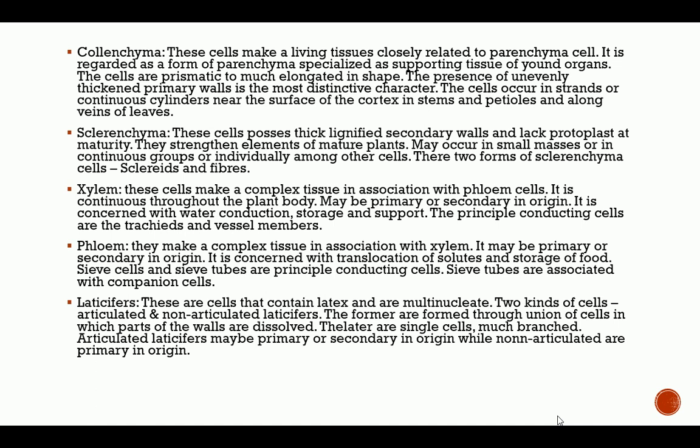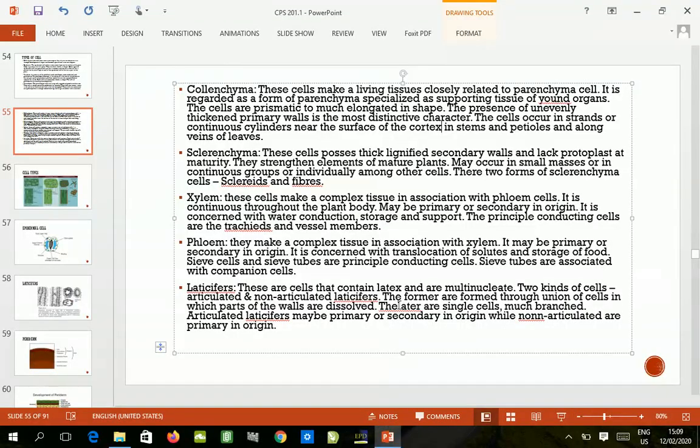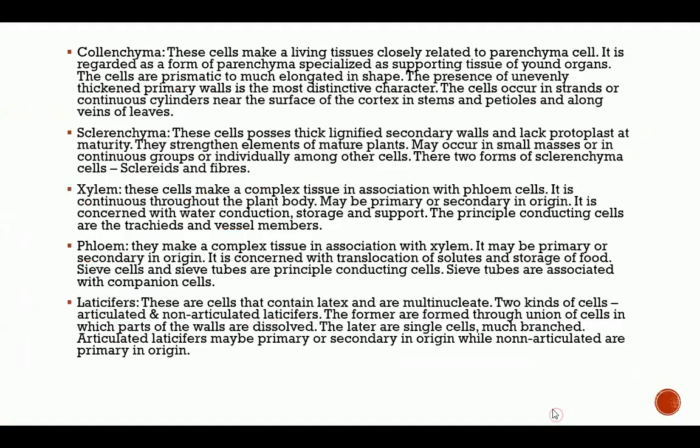The laticifers are another interesting type of cell. These cells contain latex and they are multinucleate. There are two kinds: the articulated and non-articulated laticifers. The former are formed through union of cells in which part of the walls are dissolved. The latter are single cells, much branched.